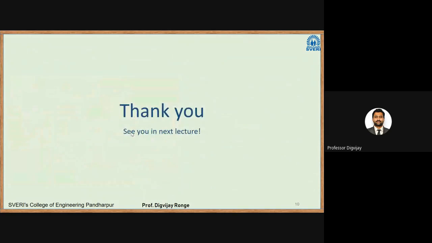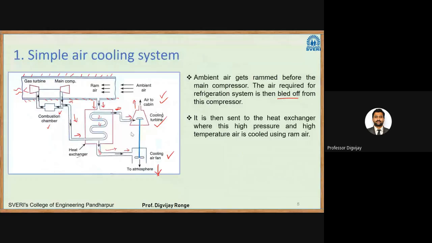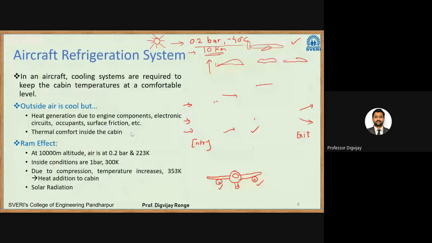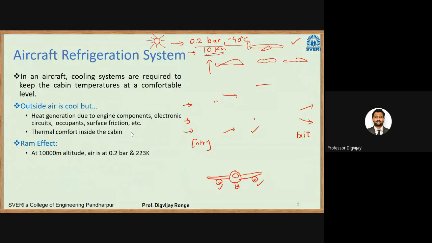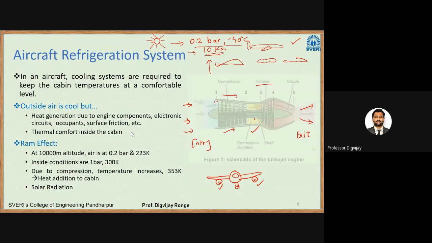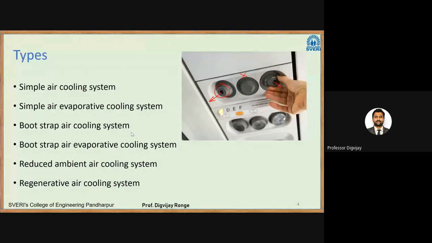Okay, so that's it for today. I'll take a quick review of what we have learned today. We started with the aircraft refrigeration system. We saw what the ram effect is. Then I showed you what a turbojet engine is, and there are some types of it. In total there are 6 types, but I have covered 5 of them. The one I skipped today you can easily understand if you read it.